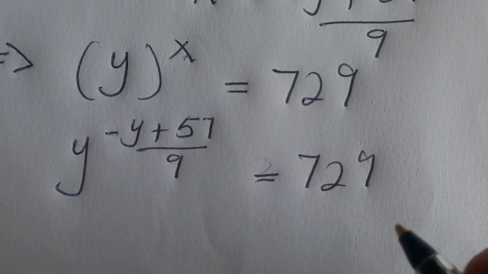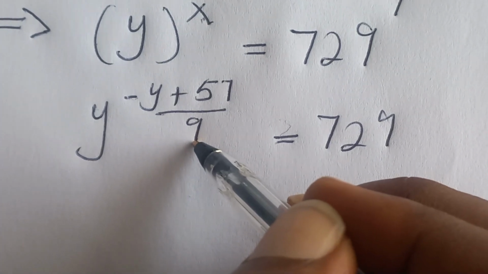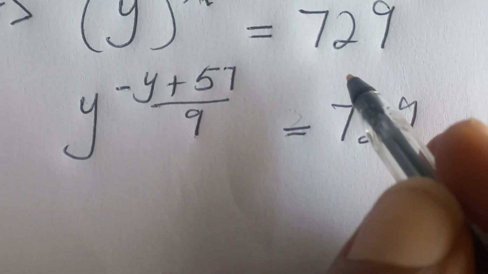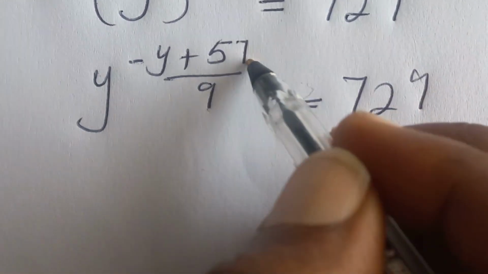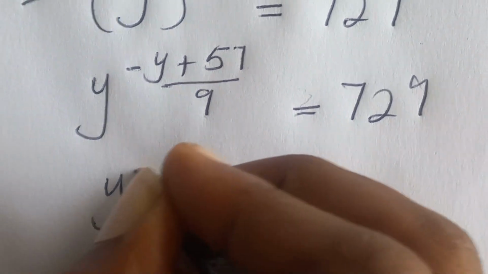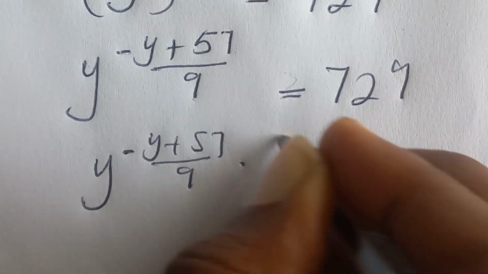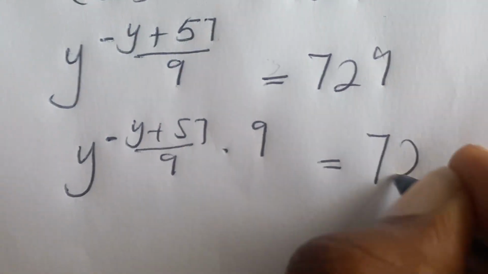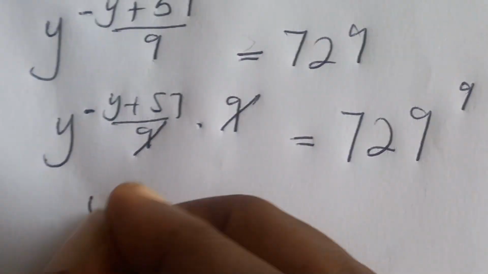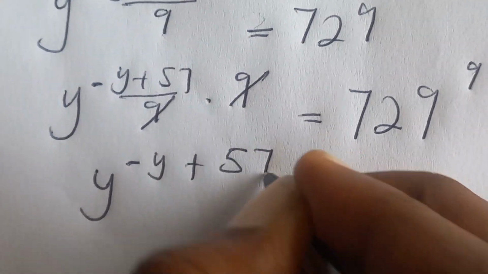So with this, let us find a way to omit this 9. By doing that, we have to multiply both exponents by 9. So we get y^(((-y + 57)/9) × 9) = 729^9. This 9 takes out the denominator, leaving y^(-y + 57) = 729^9.